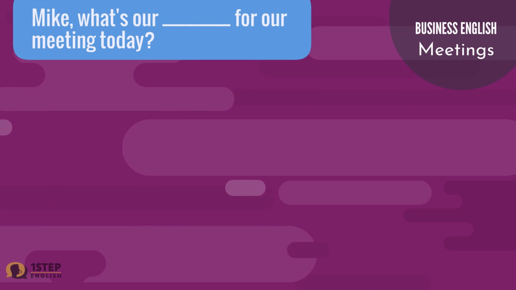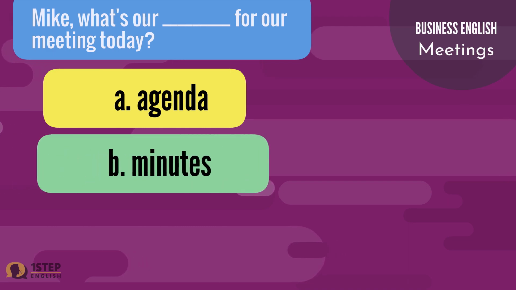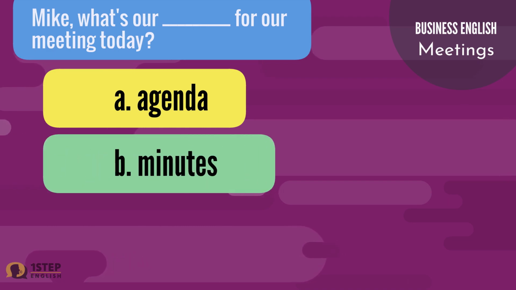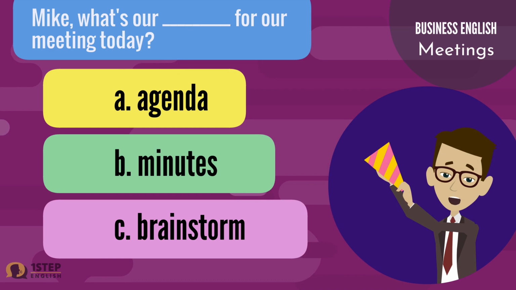Mike, what's for our meeting today? Letter A. Agenda. Letter B. Minutes. Letter C. Brainstorm. The correct answer is letter A. Agenda. Mike, what's our agenda for our meeting today?